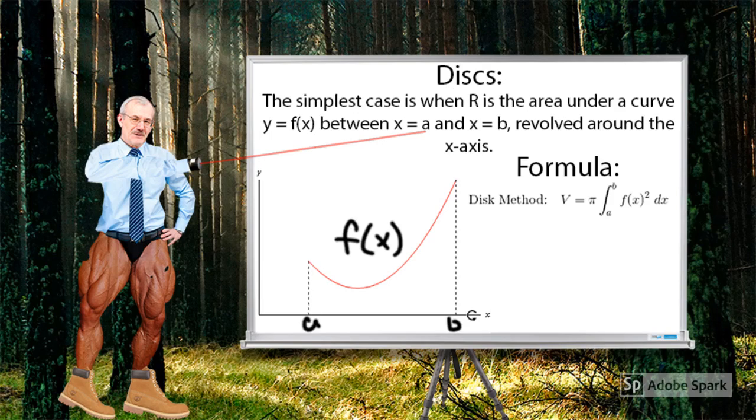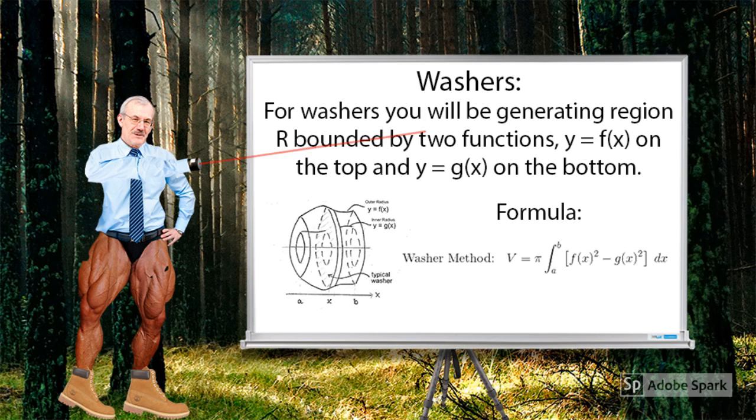Disks. The simplest case is when R is the area under a curve y equals f of x between x equals a and x equals b, revolved around the x-axis. Washers. For washers, you'll be generating a region R bounded by two functions, y equals f of x on the top and y equals g of x on the bottom.